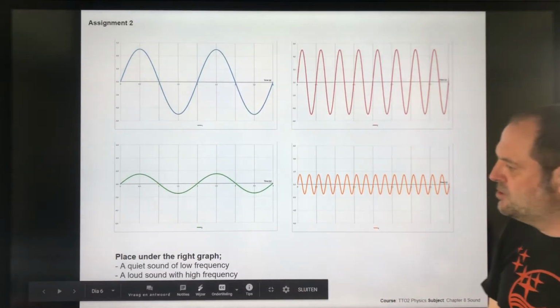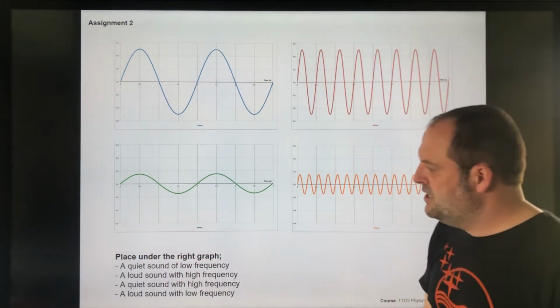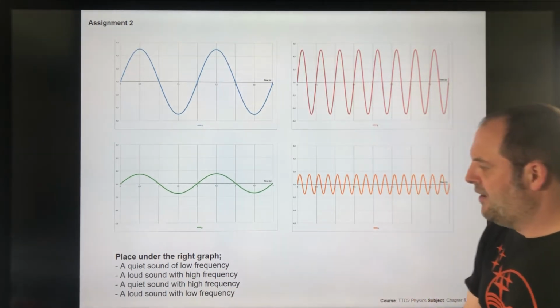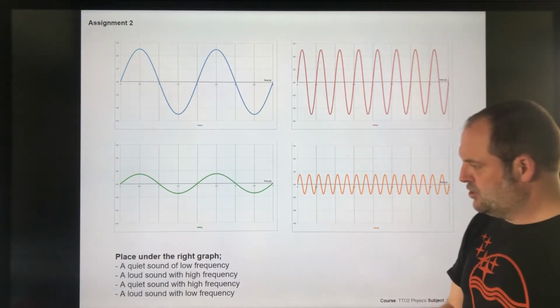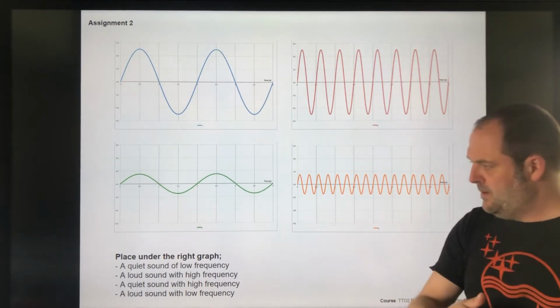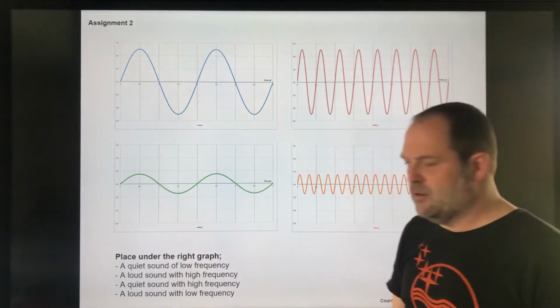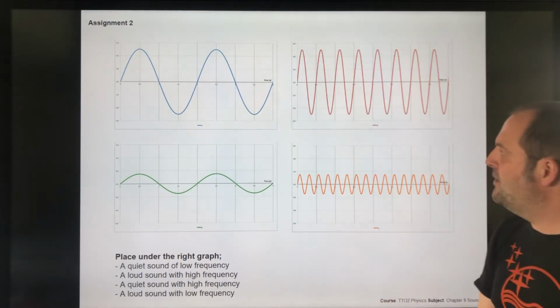Okay, assignment number 2. Place on the right graph a quiet sound of low frequency, a loud sound with a high frequency, a quiet sound with a high frequency, and a loud sound with a low frequency. So we're talking about the frequency and the loudness, the amplitude. Well, the first one, a quiet sound, so not a lot of amplitude, with a low frequency, so not a lot of waves per second.